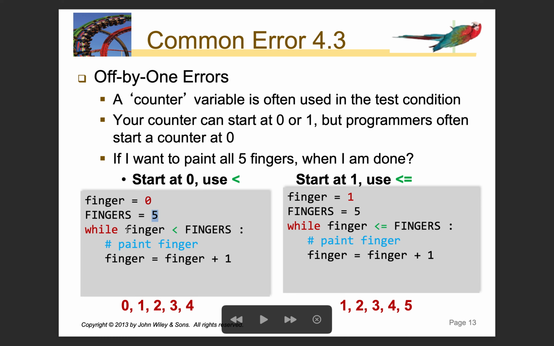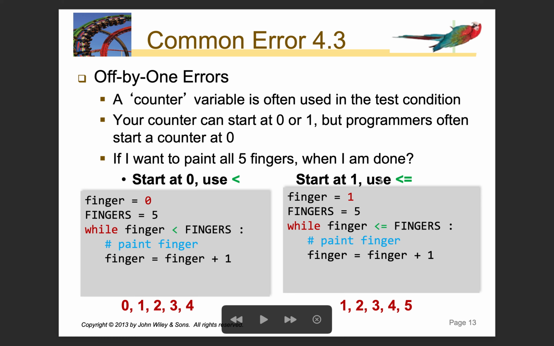So while finger is strictly less than fingers, paint a finger, finger equals finger plus 1. So we paint our first finger, our second finger, our third finger, our fourth finger, and then our fifth finger. But we've actually only counted from 0 to 4, even though we're trying to get up to 5 fingers. And we need to use the strictly less than symbol.